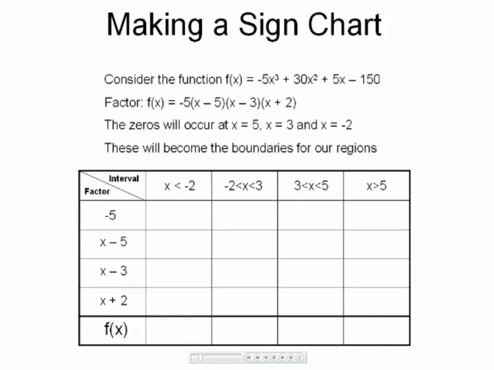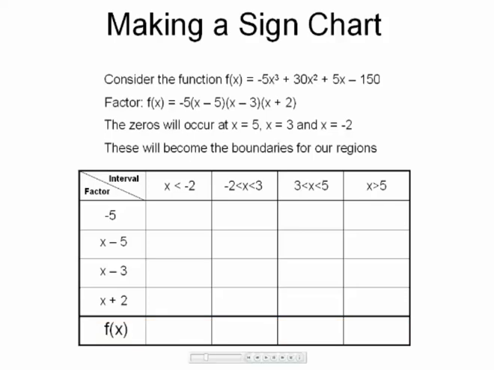Let's talk about the regions for a second. The lowest 0 is negative 2, which means one of our regions is going to be anything less than negative 2. The next region will start at negative 2 and end at the next highest 0, so between negative 2 and 3. The region after that will start at 3 and go to the next highest 0, which is 5, so between 3 and 5, and the last region will be anything greater than the highest 0, so x is greater than 5. Each row represents one of the factors, and we must include the factor of negative 5, and the bottom row is going to tell us about the actual function itself.